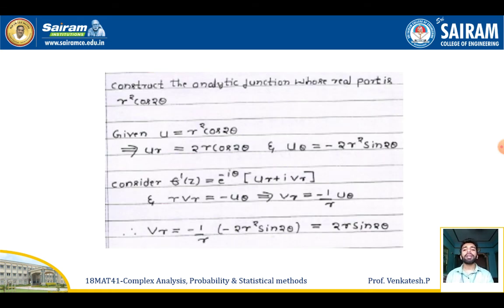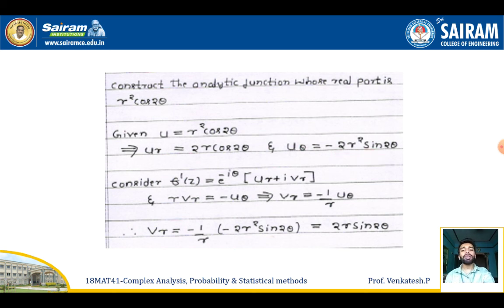One more example: construct the analytic function whose real part is given as r square cos 2 theta. So they have given the u value here, u is equal to r square cos 2 theta. So find the partial derivatives in the polar form. I'm finding ur and u theta. So ur will be differentiating u with respect to r. I'll be getting 2r cos 2 theta. U theta is differentiating u with respect to theta. I'll be getting minus 2r square sin 2 theta.